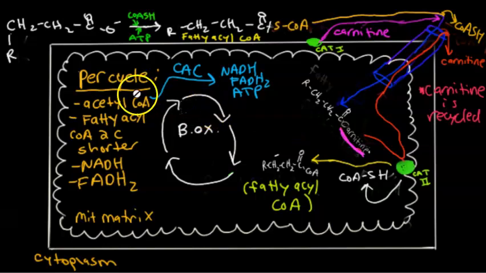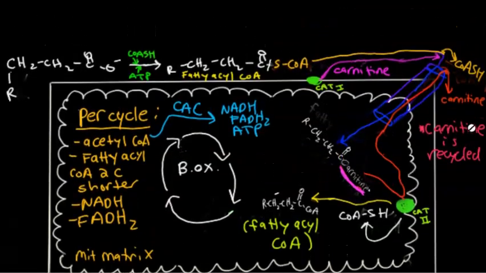So the acetyl-CoA that's produced can then enter the citric acid cycle or the Krebs cycle to make NADH, FADH2, and ATP. And we will look at that later. You actually make 3 NADH, 1 FADH2, and 1 ATP via substrate level phosphorylation via the citric acid cycle from 1 acetyl-CoA molecule. So this is a very, very useful process to really generate a lot of ATP.